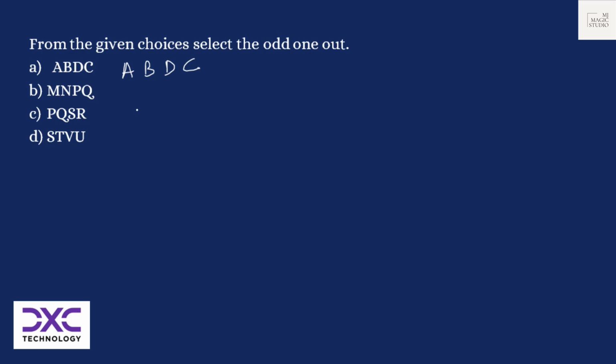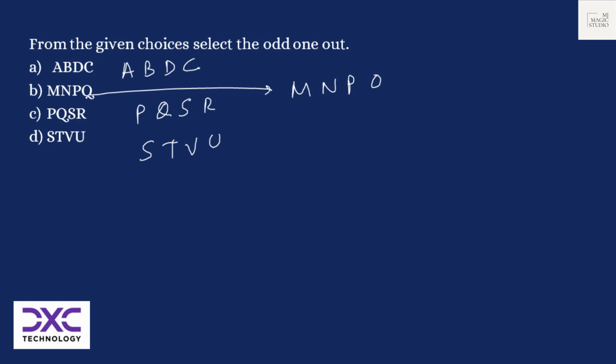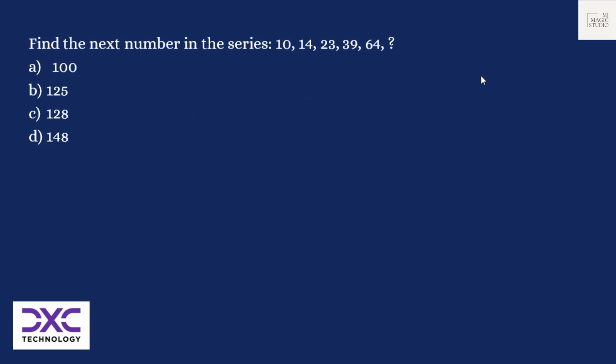A, B, then it is C, D. Here we can see it is P, Q, R, S, S, T, U, V, but this is not M, N, it should be O, P, but it is given M, N, P, Q. That means M, N, P, Q is the odd one.